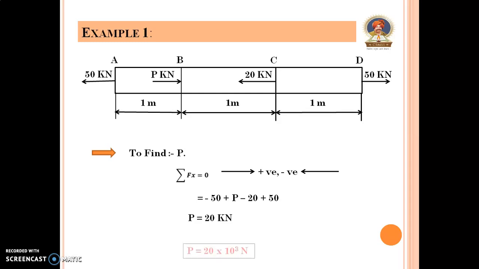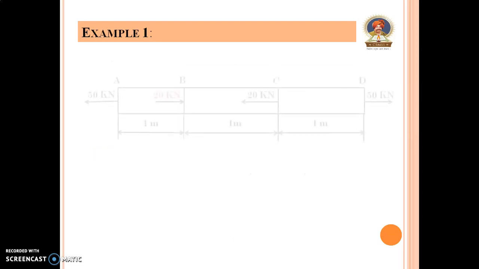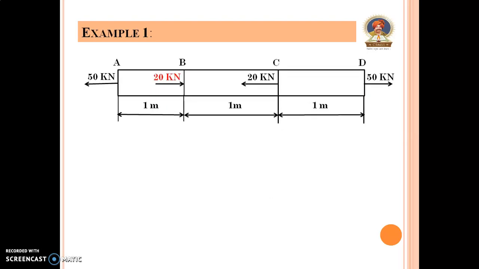So convert it into Newton. P is equal to 20 into 10 raised to 3 Newton. Now repeat the procedure that we already used in the last two videos. So first of all, take the section 1 in the region of AB.